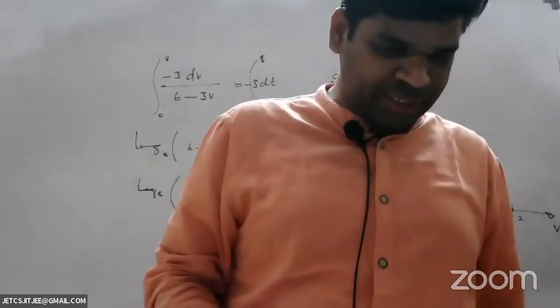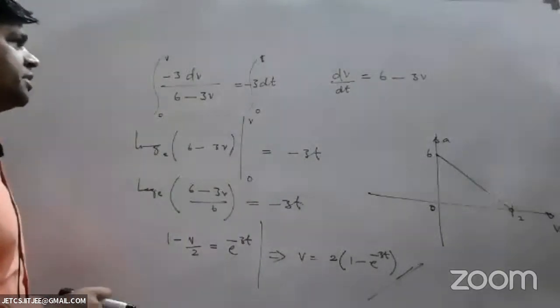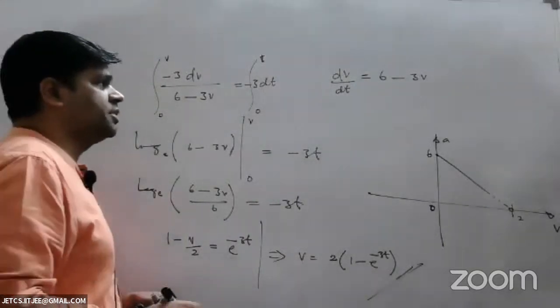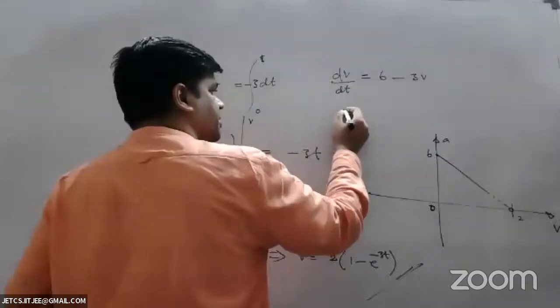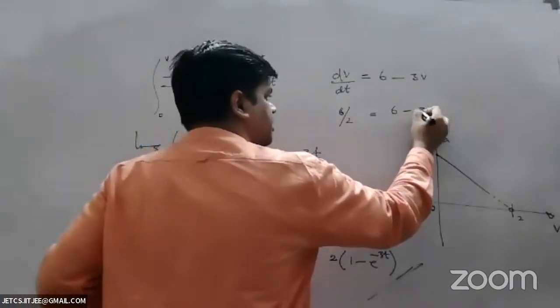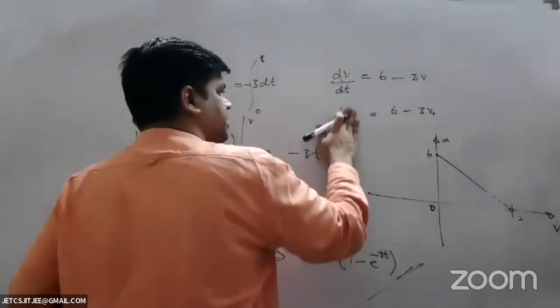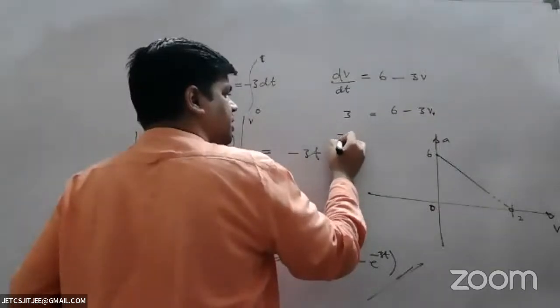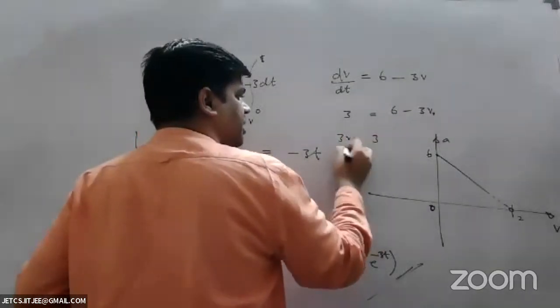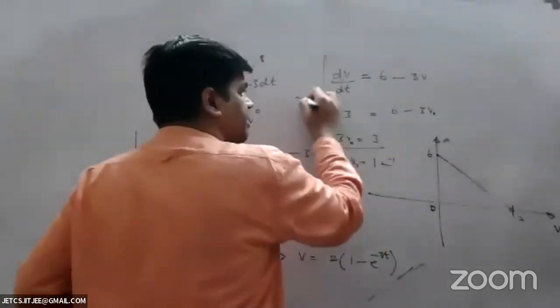And let's look at the fourth option now. Speed is 1 when the acceleration is half the initial value. What is the initial value of the acceleration? 6. So half the initial value, 6 by 2, which is 3, is equal to 6 minus 3v naught. So 3v naught is equal to 3, v naught is equal to 1 meter per second. So that is also correct.